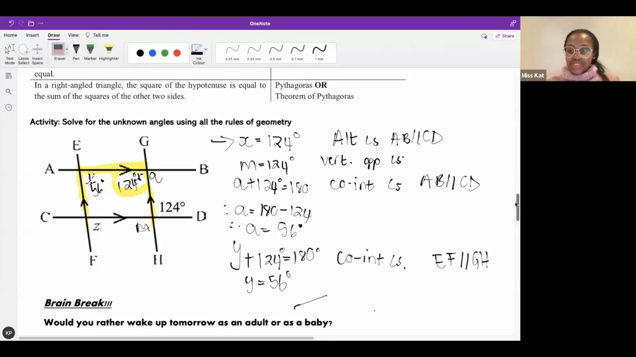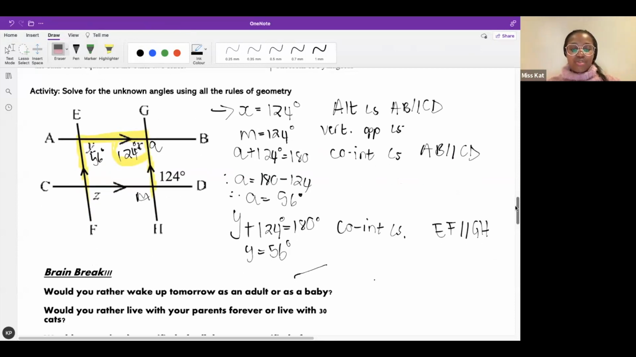Let's see our second question for brain break. Would you rather live with your parents forever or live with 30 cats? Parents forever or 30 cats? Whoever's choosing the cats is finishing me. It's like, nah, parents are too much. I'm good. Cats it is. I don't know. Thirty cats is a lot. It's a lot, guys.